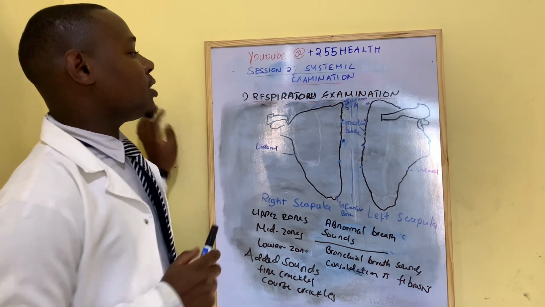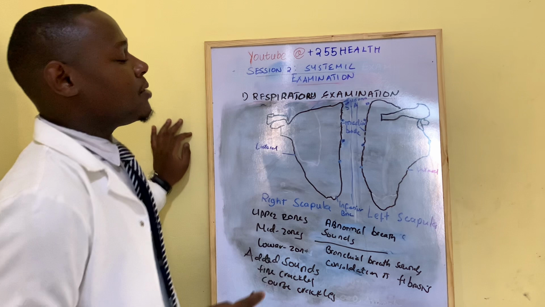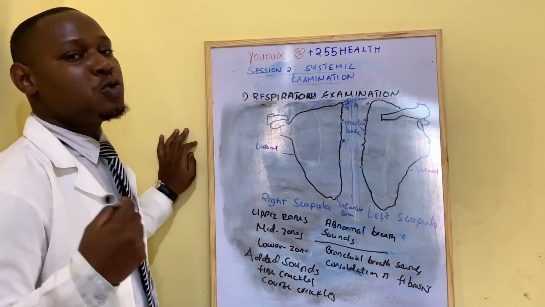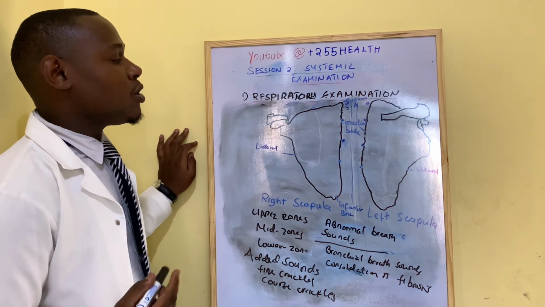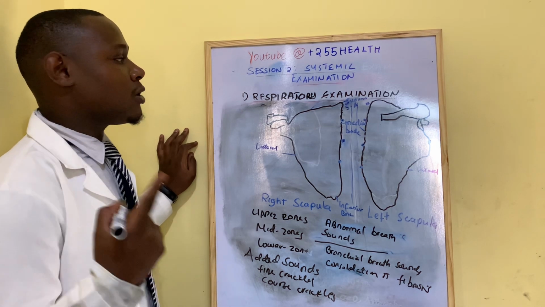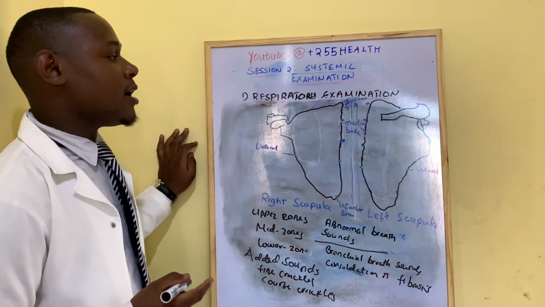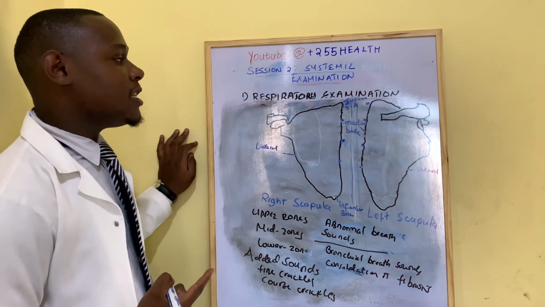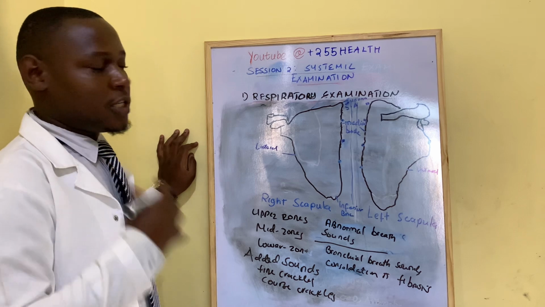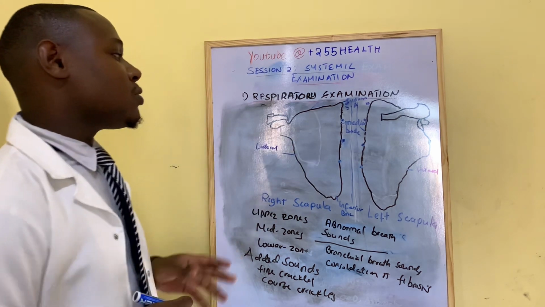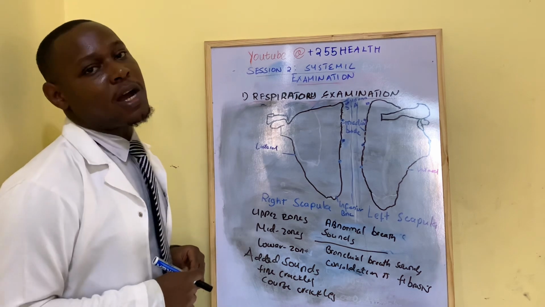Get used to these sounds that you get from auscultation. You need to do as many cases as you can. So go to the ward, look for different cases: cases of pleural effusion, cases with pneumonia, cases with pulmonary edema. Just make sure you do as many as you can, so you'll be able to differentiate between the normal breath sounds and the ones which are abnormal.